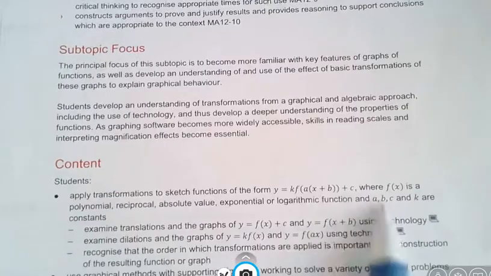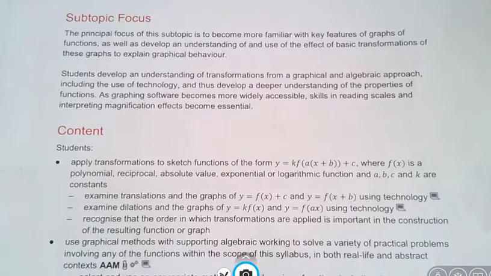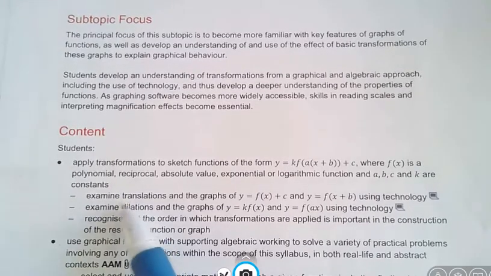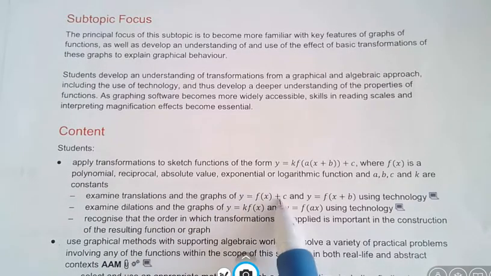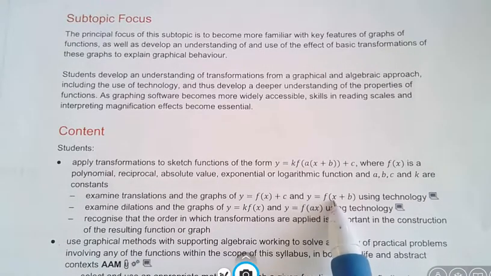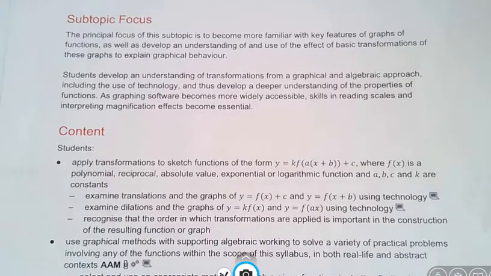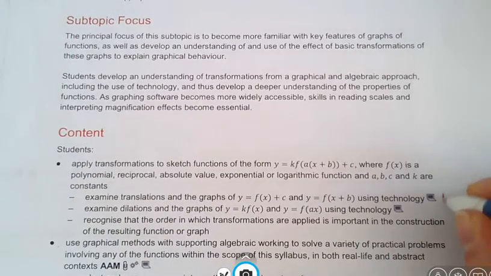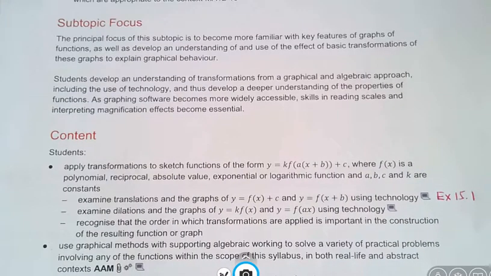Where a, b, c, and k are constants. So I know that looks a little daunting, but if we look here, here's the first. This is what we're doing today. So we're examining translations and graphs of just a function being shifted where? Function of x plus c. What does that mean? Shifted up or down? Yep. And y equals function of x plus b. Left or right. That's all we're doing today. The reason we're doing that today is you've already done it. So it's revision. This is in exercise 15.1 of your new textbook.